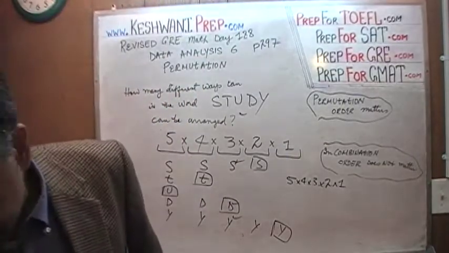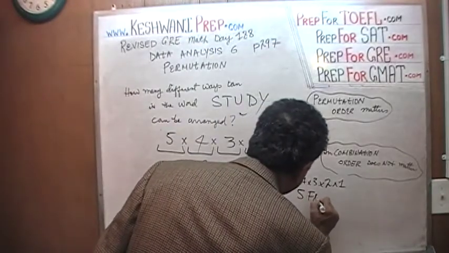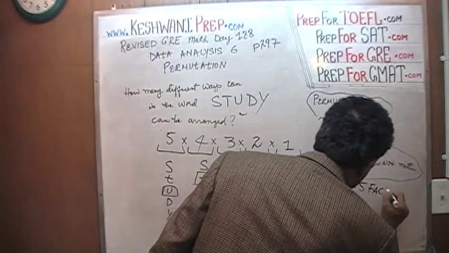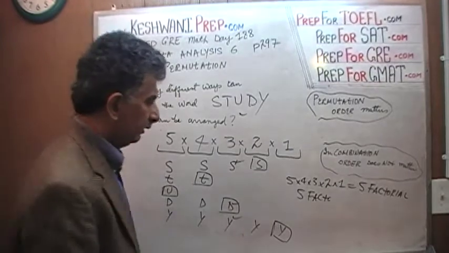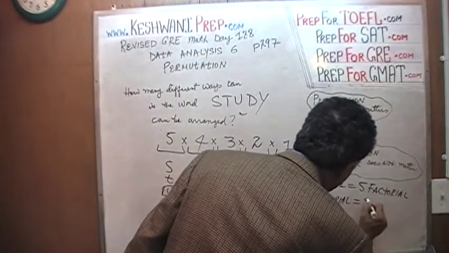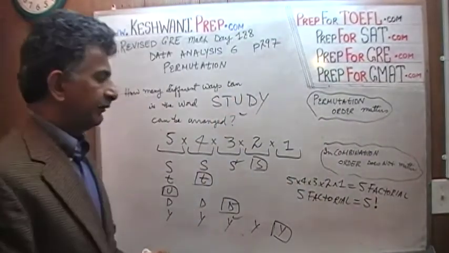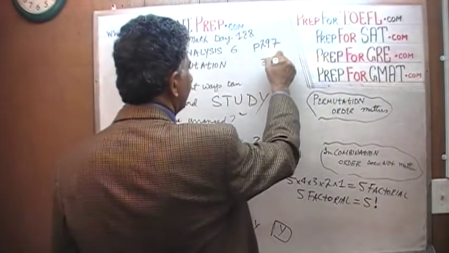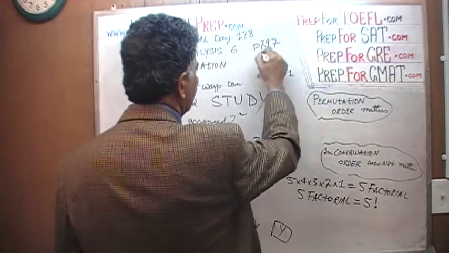They have given this concept a name. They call it 5 factorial. And this is how they write it: 5 with the exclamation mark means 5 factorial. 3 factorial would be 3 with the exclamation mark like this, and that means 3 times 2 times 1.